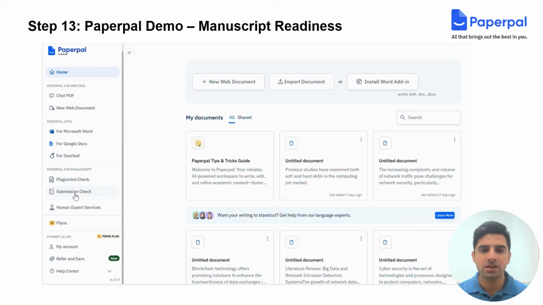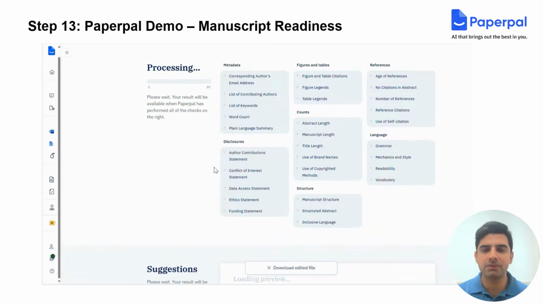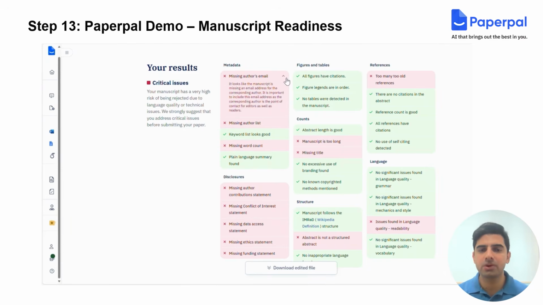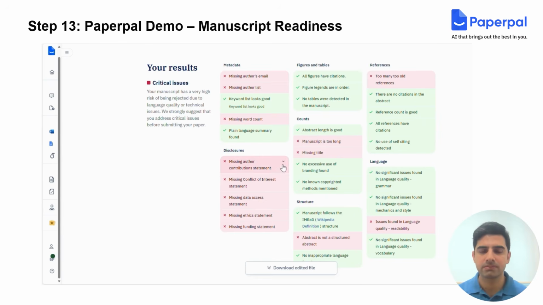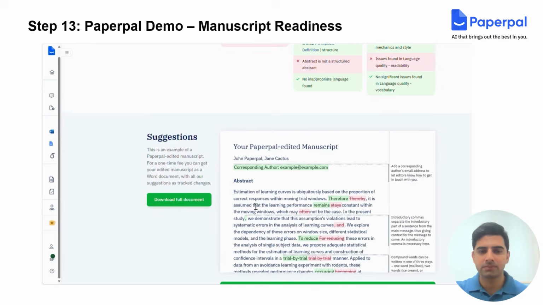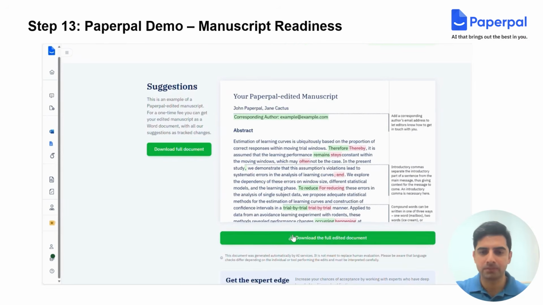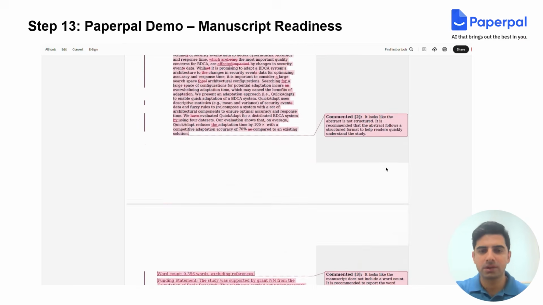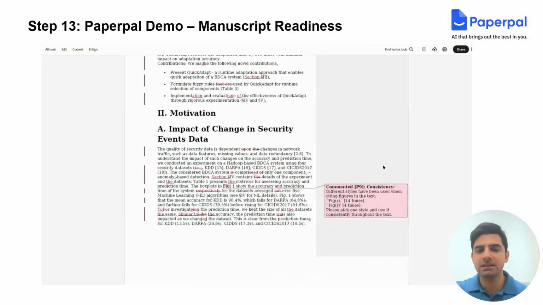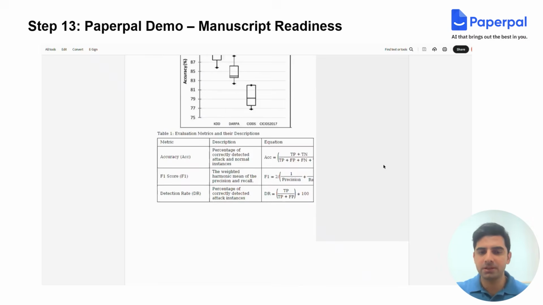So we go to submission check, then we upload our paper, and these are the parts which Paperpal will look for in your paper. And here we go. So it has identified the issues that make it not worthy of submission at this point. So you can address these points and then you're good to go and submit it to a journal.